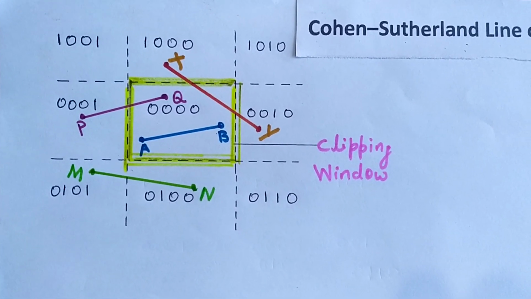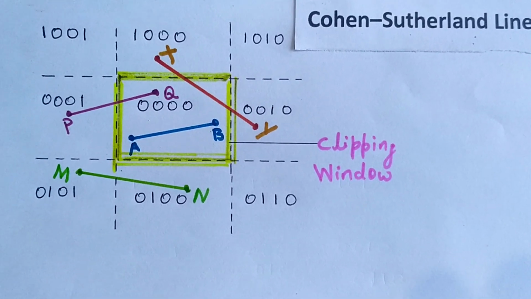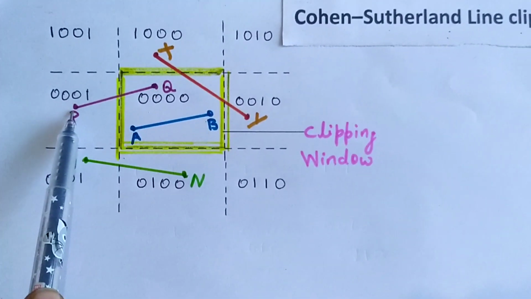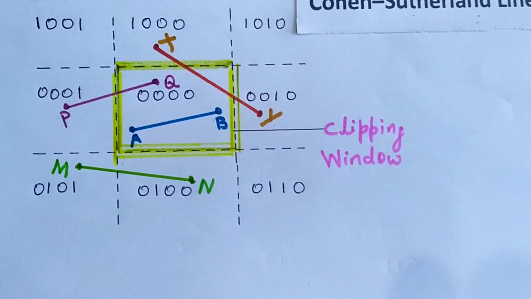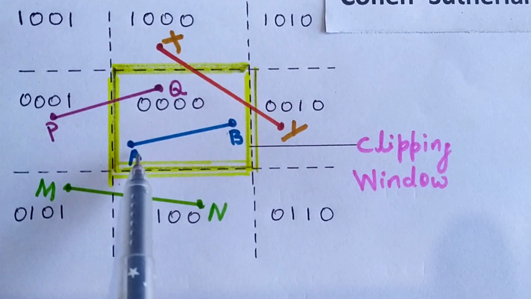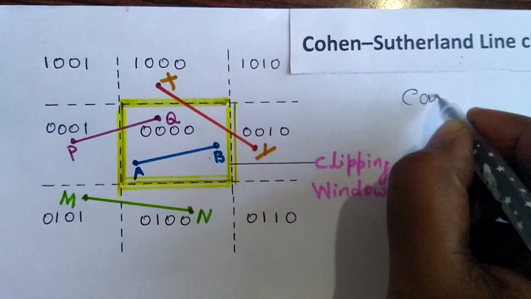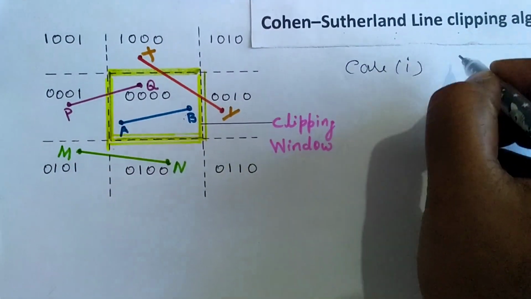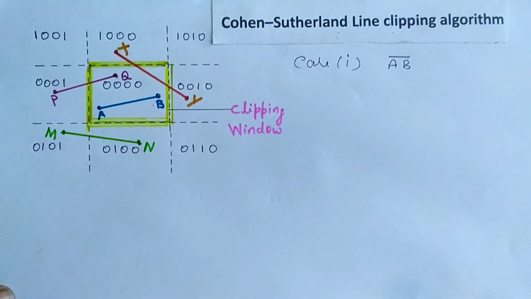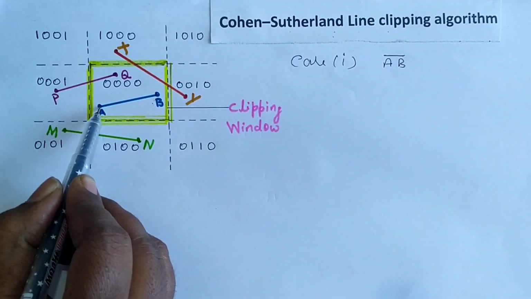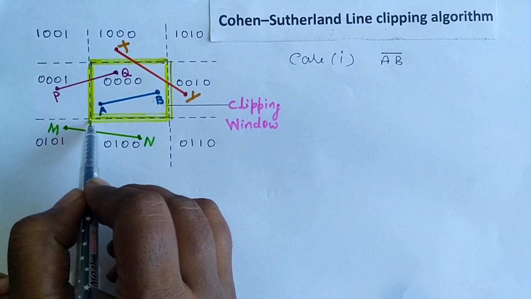Now, how is the Cohen-Sutherland line clipping algorithm used for clipping the line if a portion of the line is outside the clipping window? We'll discuss it now with an example. We will see the line segment AB. We'll first consider case 1, where we write about the line segment AB. The point A and the point B are completely inside the clipping window, right?